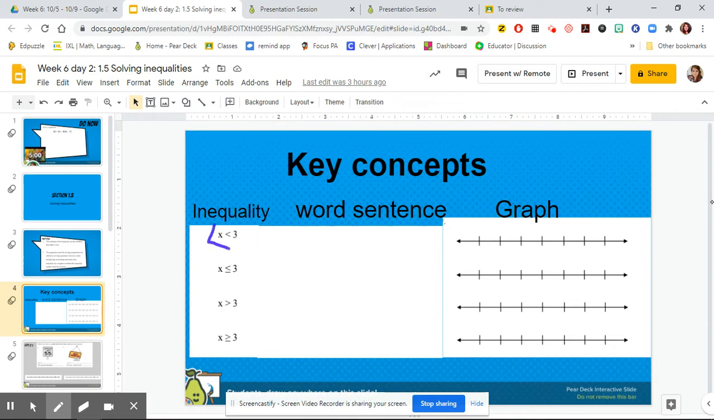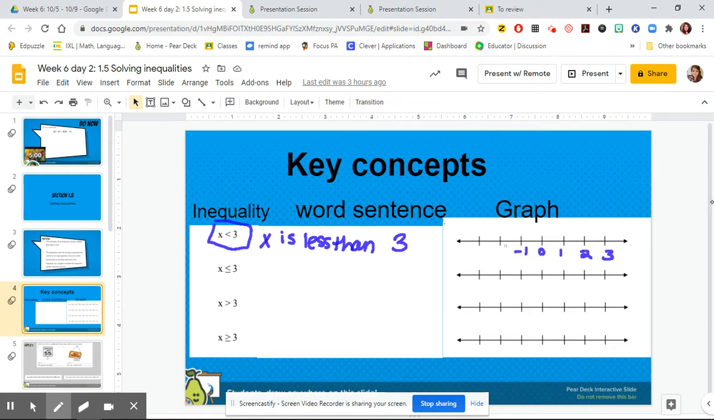If I look at the first example, we see it says X, and then there's a less than, so we can say X is less than 3. So I know that if X is less than, that makes it smaller. So I can assume that X can be any number on the number line as long as it's smaller than 3.